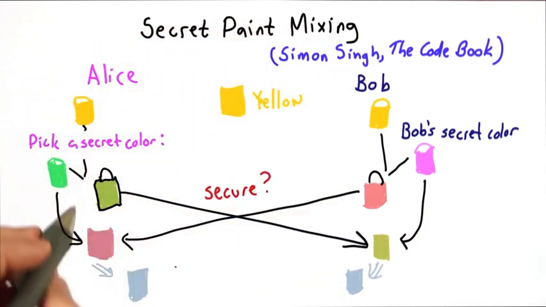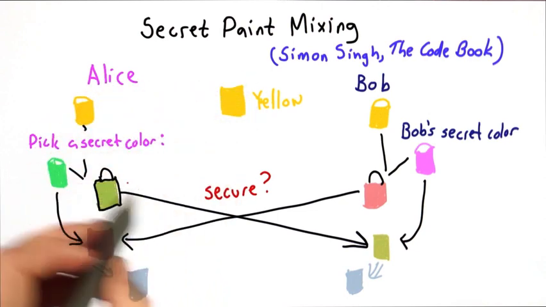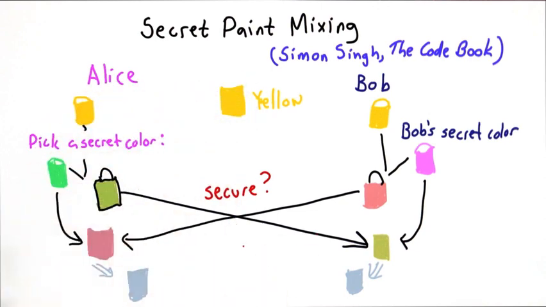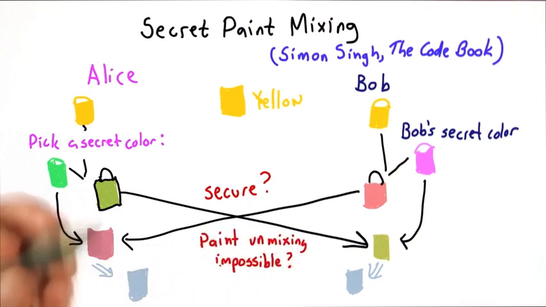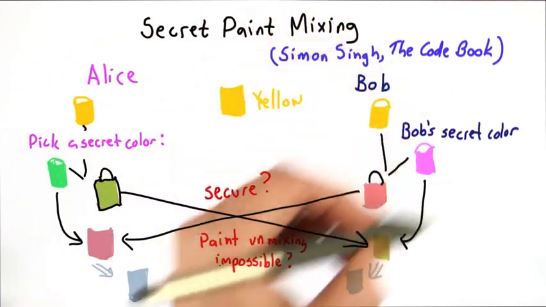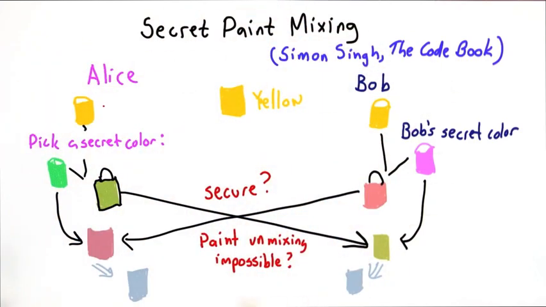It would be secure if someone who knew yellow and could intercept these two transmissions couldn't guess the secret colors. This assumes that paint unmixing is impossible. Probably not a very good assumption, and certainly not a practical way to actually do this. What we want is to do the same thing with mathematics.